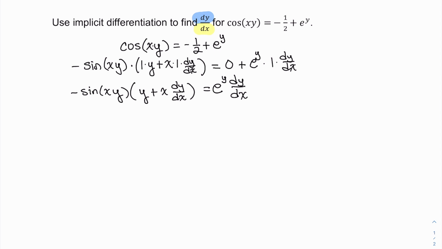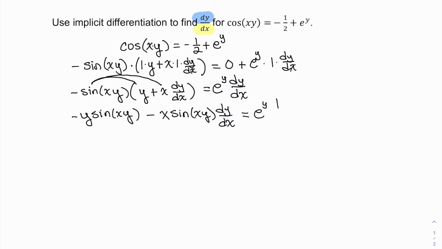Next, what we need to do is remove our parentheses and sort all the terms with the dy/dx on one side of the equation and all the terms without the dy/dx on the other side. So I have negative sine xy times y. That's a negative y sine of xy. And then negative sine of xy times x dy/dx. Well, negative times positive is a negative: negative x sine of xy times dy/dx is equal to e to the y dy/dx.